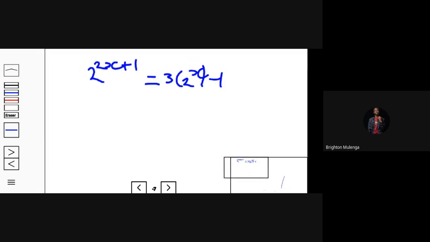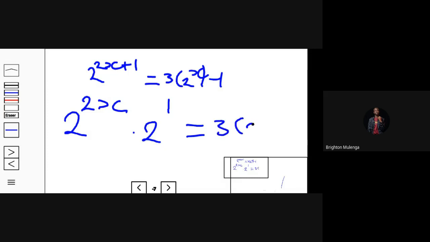So we say 2 to the power x, or 2 to the power 2x, multiplied by 2. Since we know that the 2 is having a power of 1, then equal to 3 times 2 to the power x minus 1.